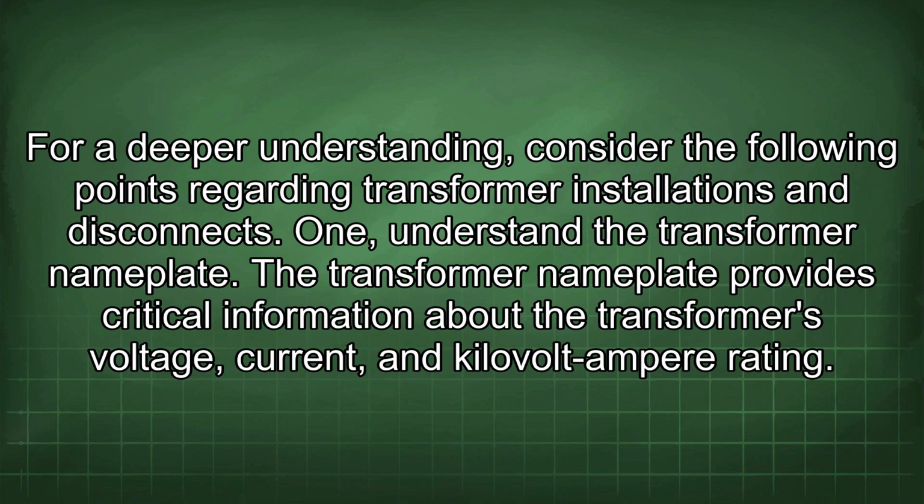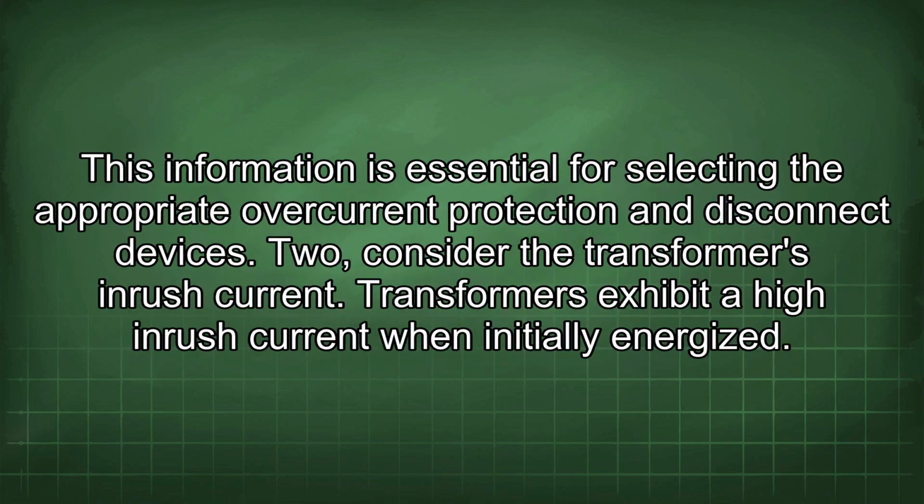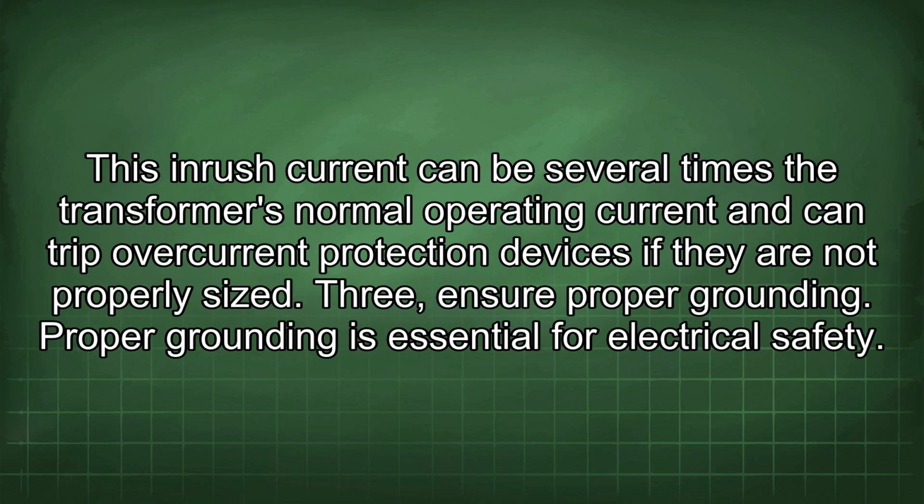1. Understand the transformer nameplate. The transformer nameplate provides critical information about the transformer's voltage, current, and kilovolt-ampere rating. This information is essential for selecting the appropriate overcurrent protection and disconnect devices. 2. Consider the transformer's inrush current. Transformers exhibit a high inrush current when initially energized. This inrush current can be several times the transformer's normal operating current and can trip overcurrent protection devices if they are not properly sized.